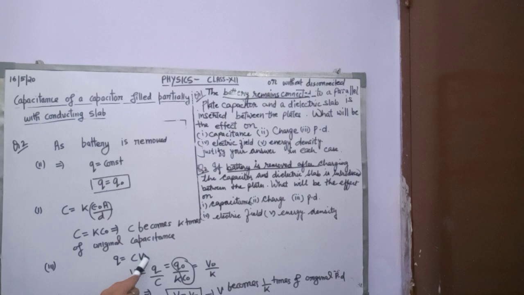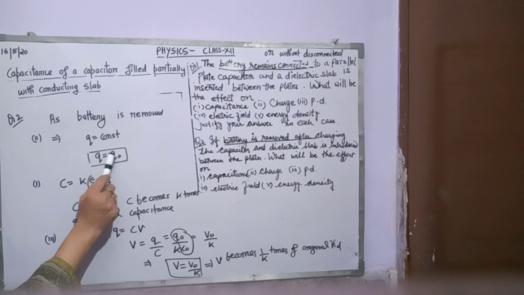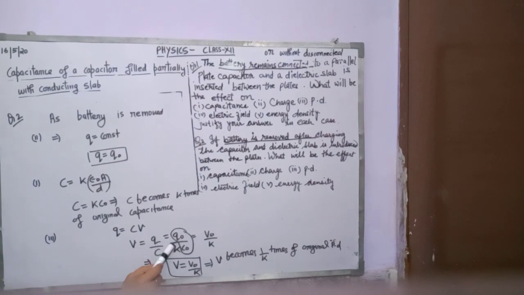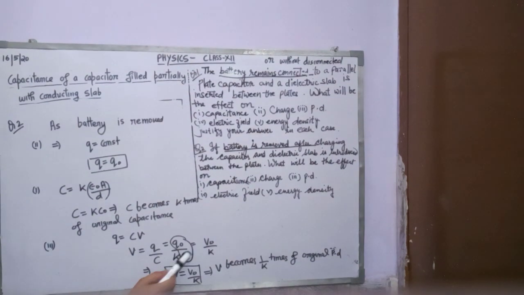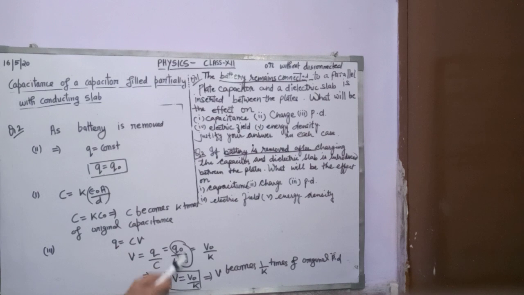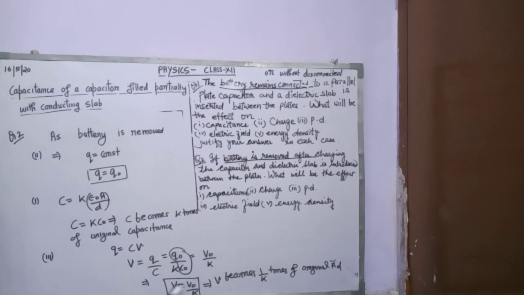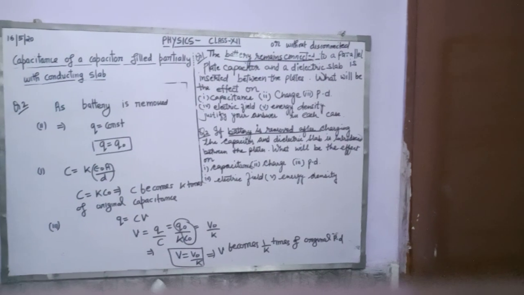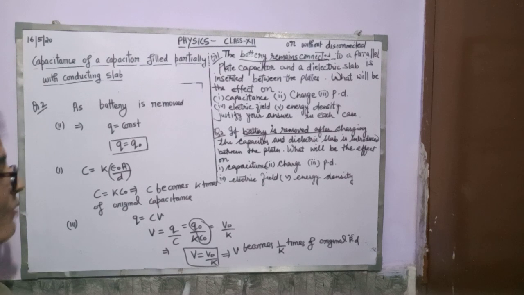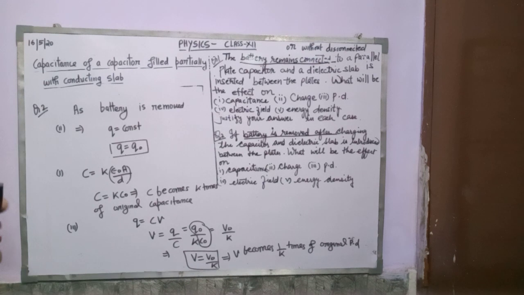Q is equal to CV, and what about V? V is equal to Q upon C. Now Q is equal to Q naught. We substitute here Q naught divided by C. What's the value of C? C is equal to K C naught. What is Q naught upon C naught? That is equal to V naught, original, when no dielectric slab is inserted between the plates. V naught upon K. So what is the relation between these two? That means now the potential difference becomes 1 upon K times, or in other words you can say decreases. The value of the potential difference decreases when the dielectric slab is inserted between the plates.